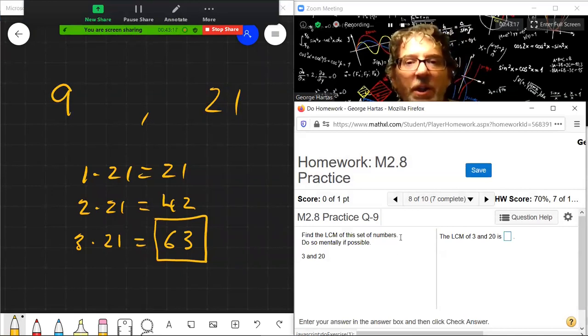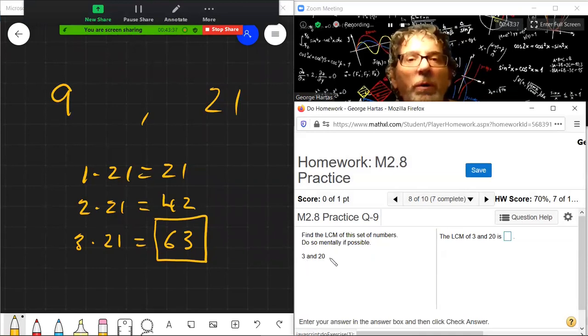Find the LCM of this set of numbers. Do so mentally if possible. Here, really, this is the same as this. To do it mentally, you wouldn't be able to do this mentally with the factor tree. I know I couldn't. So what they're saying is use the one list of multiples. Well, let's try it mentally and see what happens.